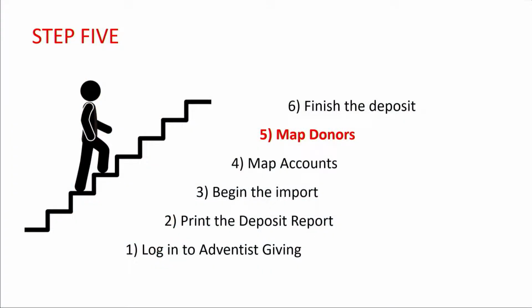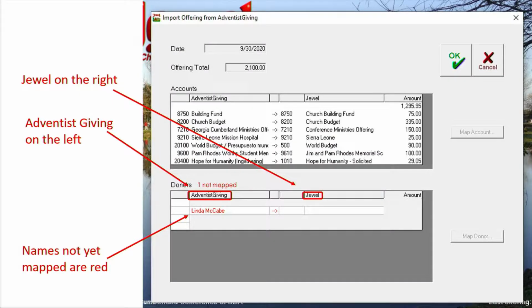In step 5, which is mapping donors, we find that mapping donors is very similar to mapping accounts. Adventist Giving produces a list of donors on the left side of the box, and when you map them to the Jewel donor names, they will show up on the right. Names that have not been mapped yet show up in red.